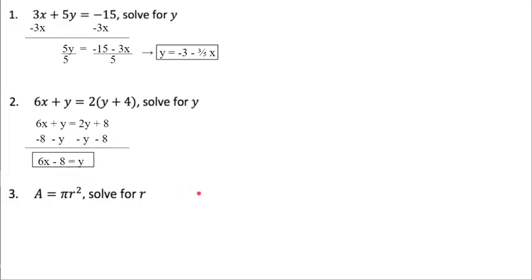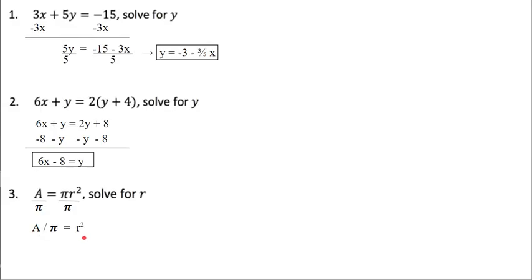For the last problem, you may recognize this equation or formula as the formula for the area of a circle. By solving for r, or the radius, we're going to derive an equation that tells us the radius of the circle based on its area. So in order to isolate r, we're first going to divide both sides of the equation by pi. That'll give us a over pi equals r squared.